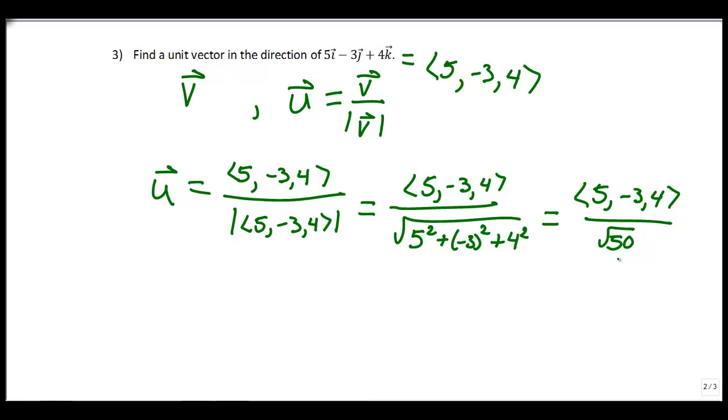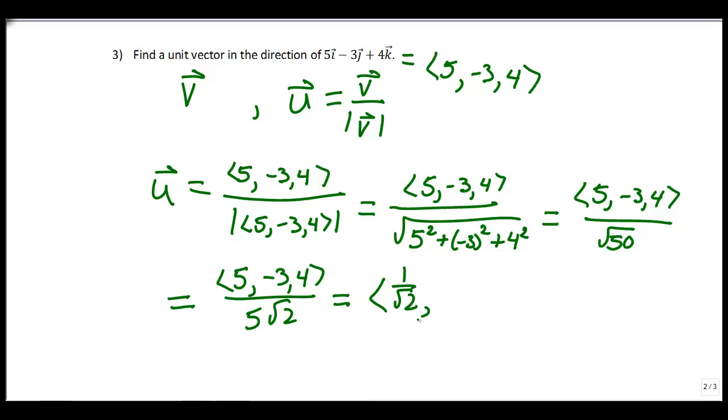Now, square root of 50 is going to be square root of 25 times 2. That's 5 square roots of 2. So I get 5, negative 3, 4, divided by 5 square root of 2. And now you can really divide component-wise or multiply by 1 over 5 square root of 2. So this is going to give me 1 over square root 2, negative 3 over 5 square root 2, and you'll get 4 over 5 square root 2. And that's generally a completely sufficient answer here.